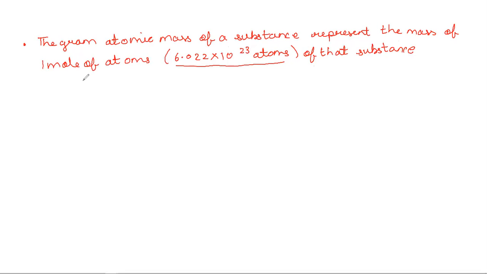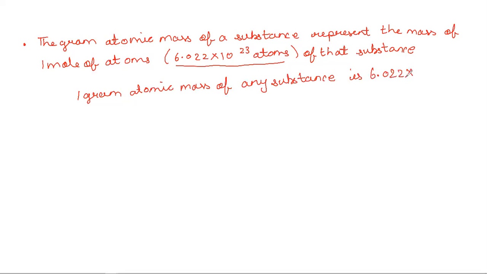सो अगर मैंने पूछा कि नंबर ऑफ एटम्स 1 ग्राम में कितने होते हैं, तो 1 gram atomic mass of any substance is 6.022 into 10 to the power 23 atoms.